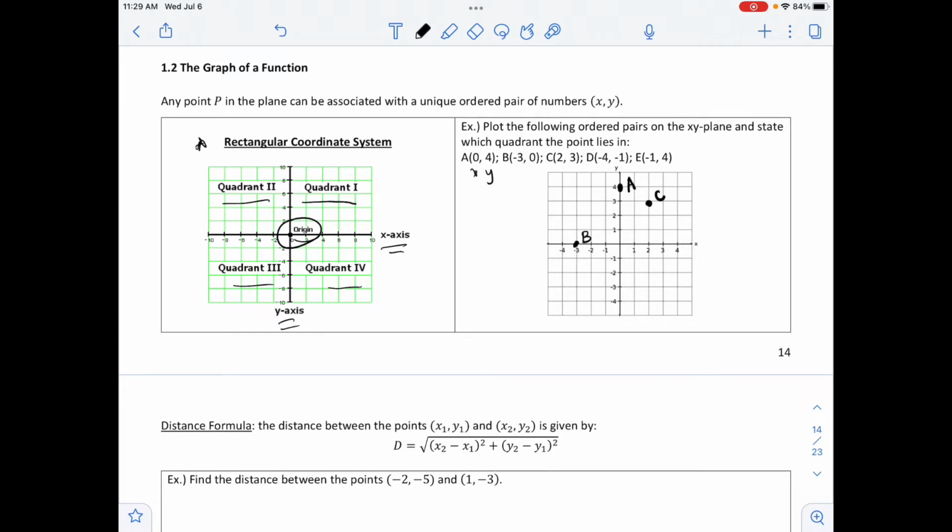And then D is negative 4, negative 1. And I'll label that D. And negative 4, negative 1, or D, is in quadrant 3. And then the last ordered pair that we have is E, which our x value is negative 1 and our y value is 4. So putting a point there, and I'm going to label it E. And this is in quadrant 2. So point E is in quadrant 2.